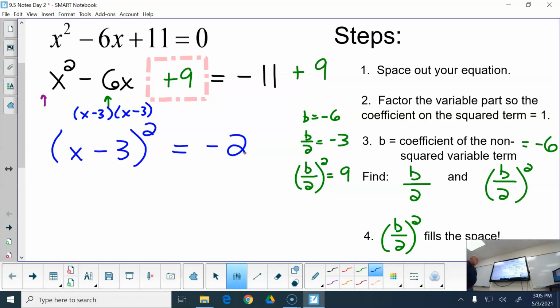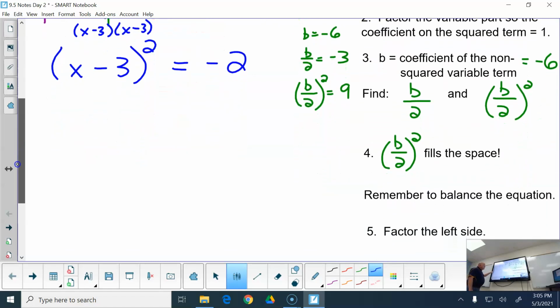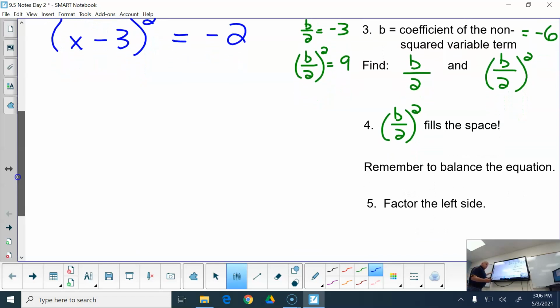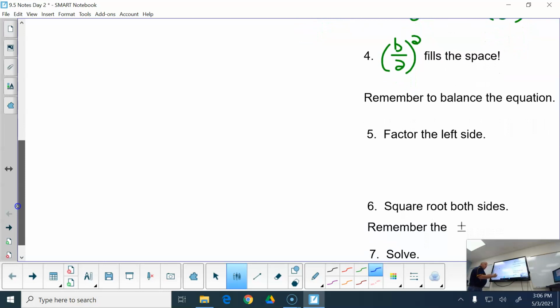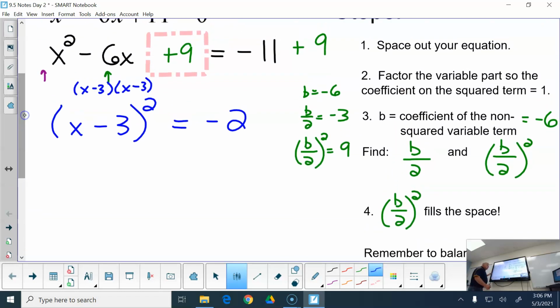Okay? Now, I will tell you that this is as far as we need to go in conics. If we wanted to go on, we would square root both sides from here. Don't forget the plus or minus, and then we can solve it that way. So I'll show you what that means here. But right now, for this week, this is where we would stop.